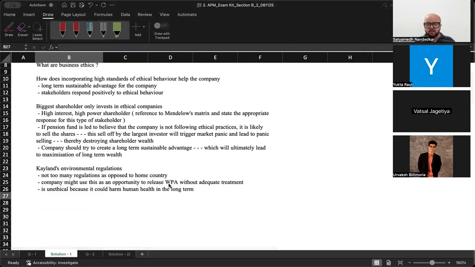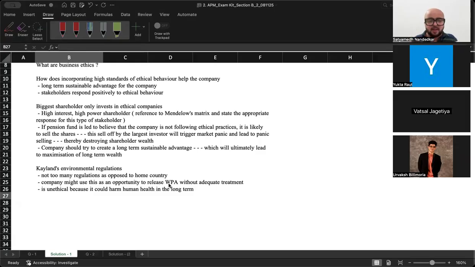Now mention the fact. See, why is this an ethical issue? Because you are trying to find the easy way out. If you do it in your own country, you will have to incur extra cost for treating the material. If you are doing it in a foreign country, you are saving that much cost.